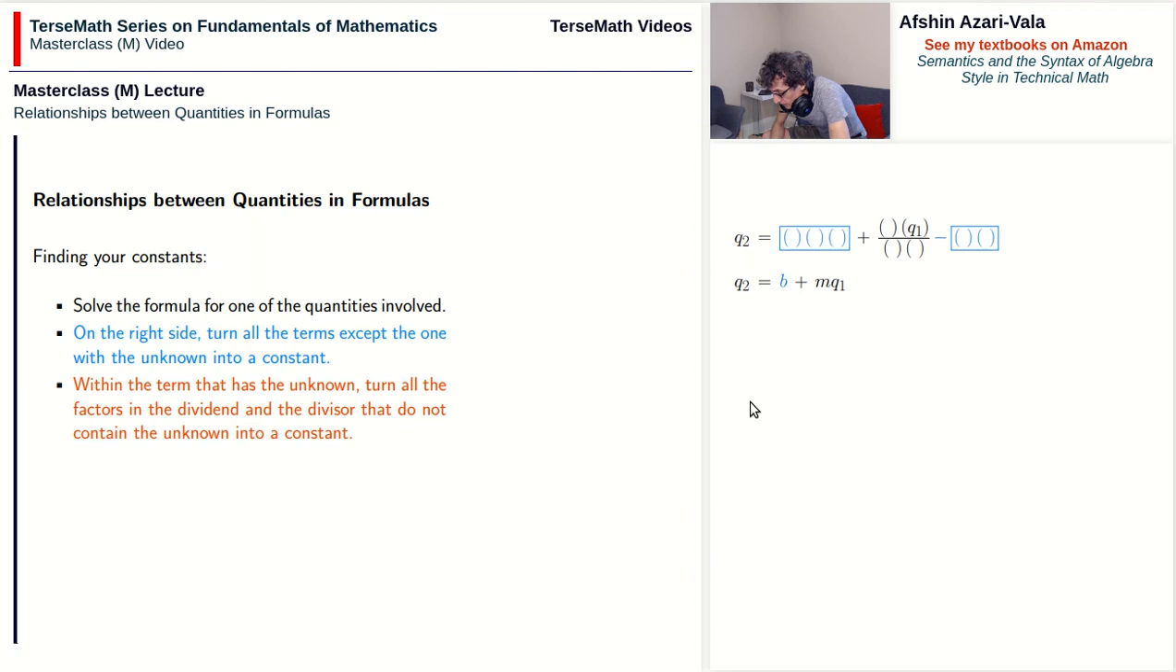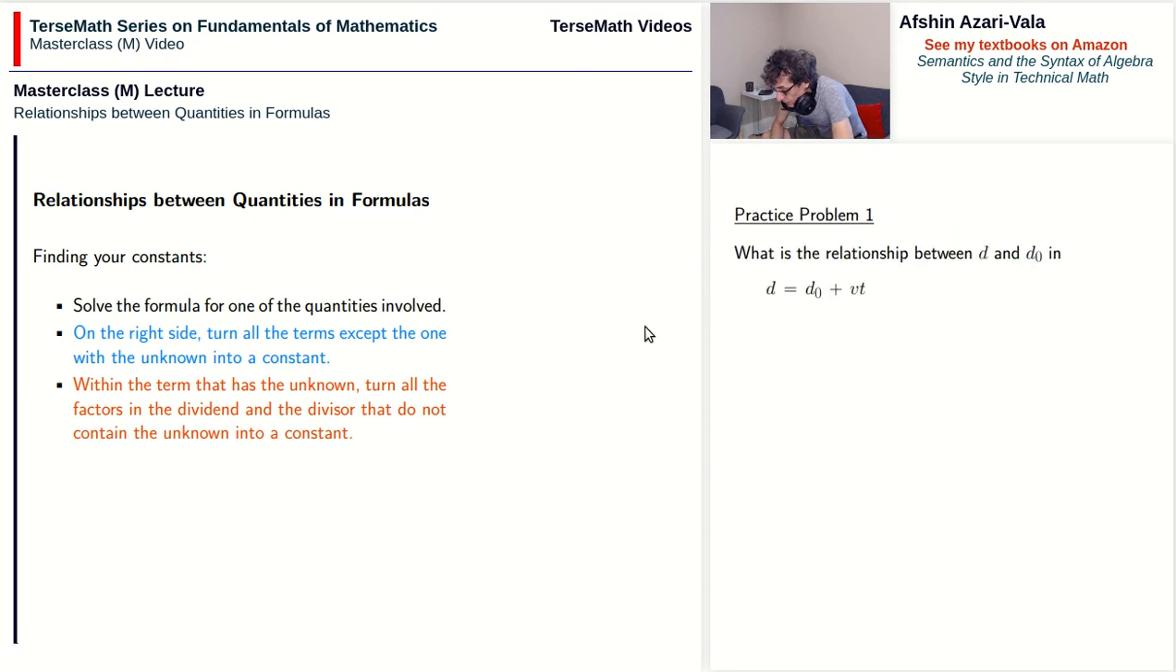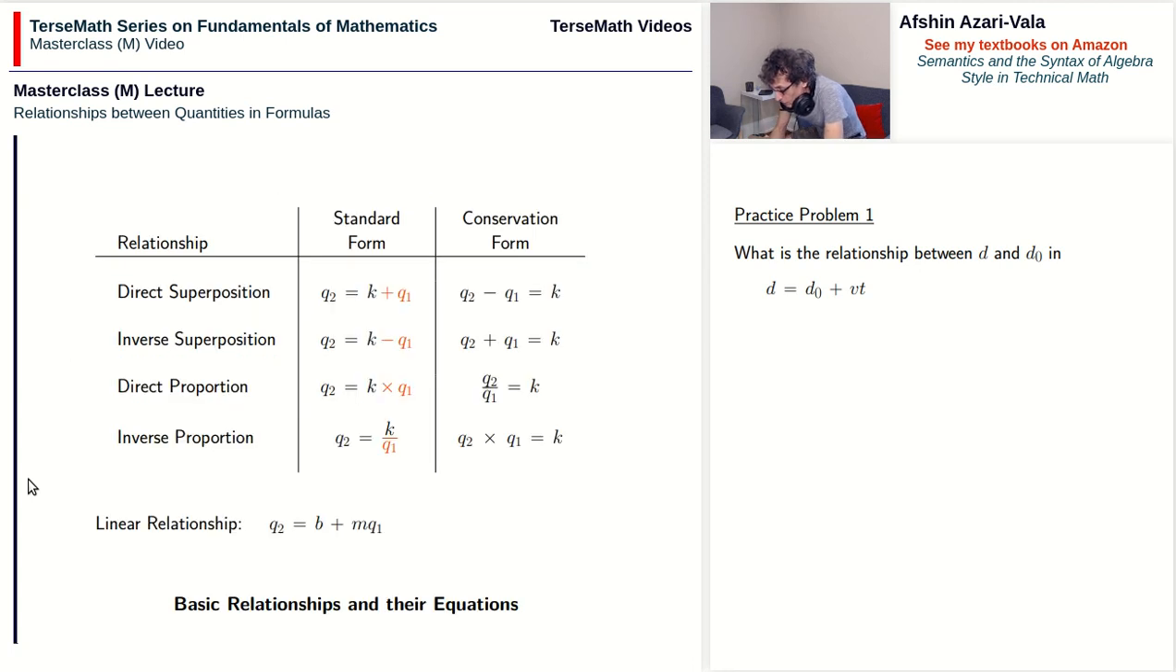b corresponds to this term minus this term. Once these are turned into a constant, we take a look at the term that has the unknown in it. Now we take the factors within this term and turn those into a constant. Now, with this in mind, let's take a look at some problems.